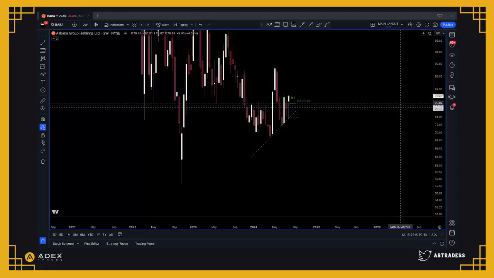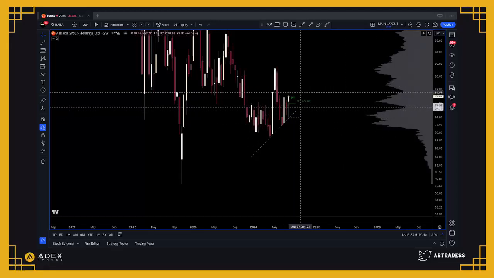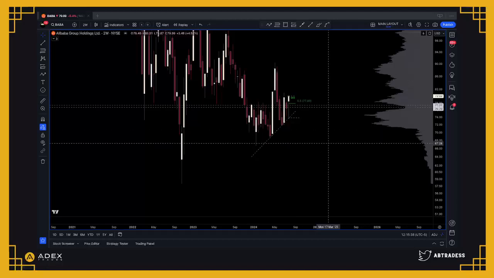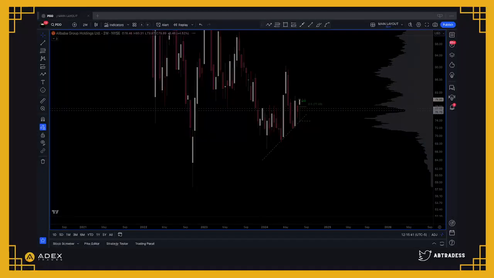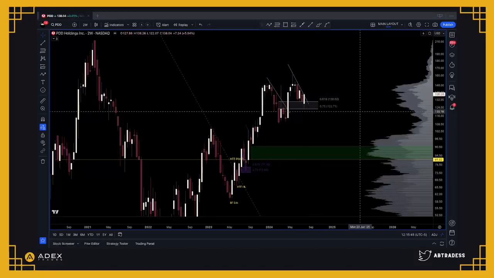Look at the 2 week. We got an outside hammer 2 week. We got a 1-3-2 week that still hasn't taken out 81, can still push up to 81.73, then the mean threshold 85. When you look at PDD's weekly, you're telling me you're not trying to go long here?